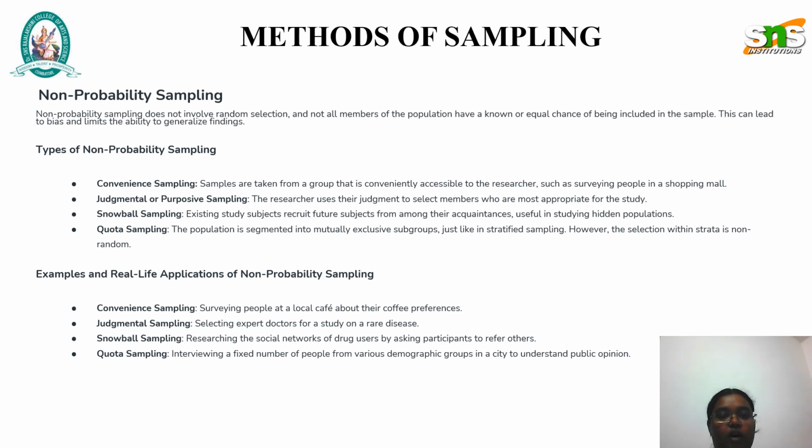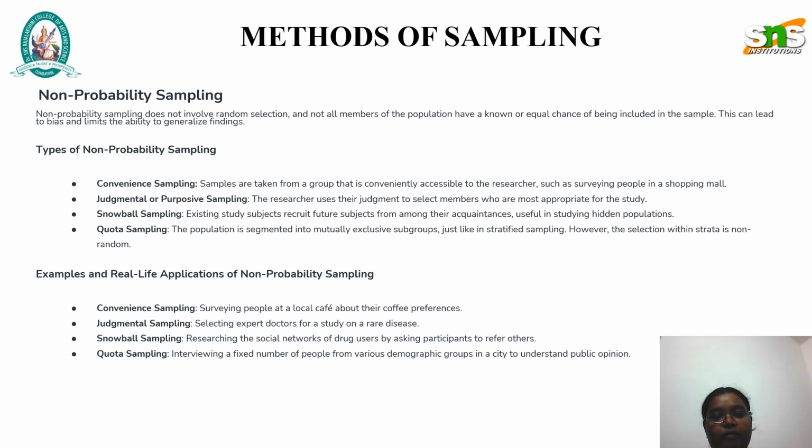Types of non-probability sampling methods are: the first one is convenience sampling. Samples are taken from a group that is conveniently accessible to the researcher, such as surveying people in a shopping mall. The second one is judgmental or purposive sampling. The researcher uses their judgment to select members who are most appropriate for the study. The third one is snowball sampling. Existing study subjects recruit future subjects from among their acquaintances, useful in studying hidden populations.